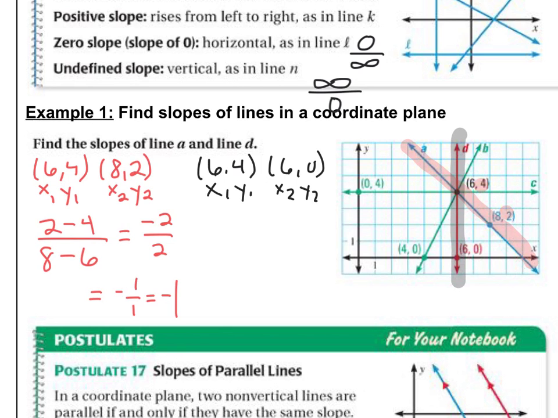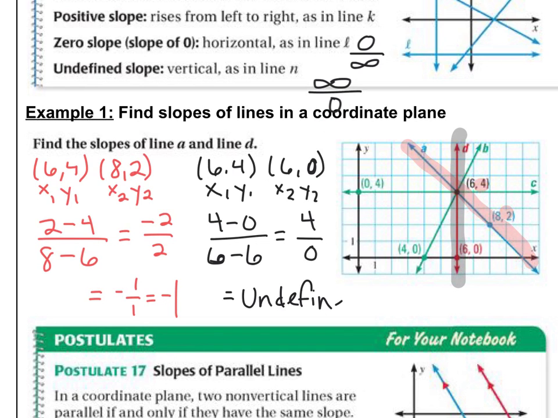I want to show you that it doesn't matter which x or y we start with. As long as we're consistent, we will get the same answer. So this time I'm going to do 4 minus 0. So I'm going to start with my y1, and then I'll do 6 minus 6. So that's going to give me 4 over 0. And if you remember up here, any time we get 0 in the denominator, that is a vertical line, which means we will have an undefined slope. Didn't even need to do all that work.